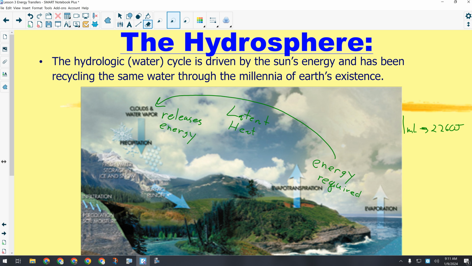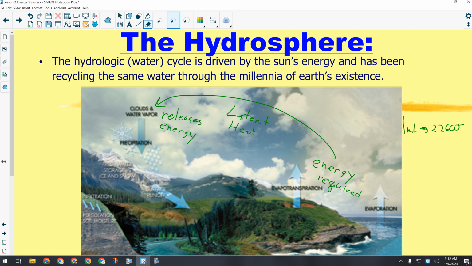Okay? It's still from the sun. The sun is what causes that water to become a vapor. But that energy doesn't necessarily have to strike a particular area for it to arrive there. It can be transported there through the clouds and through the water cycle.